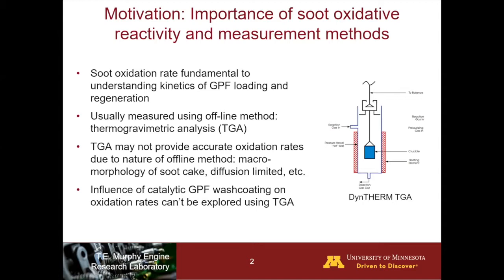Additionally, with TGA, you're relying on oxygen to diffuse into the soot, whereas in a filter, you have the exhaust flow flowing through the soot cake at all times. And lastly, the influence of a catalytic GPF wash coating on oxidation rates can't really be explored through TGA, and we think there may be an effect of catalyzed wash coat loading on the oxidation rate of soot.